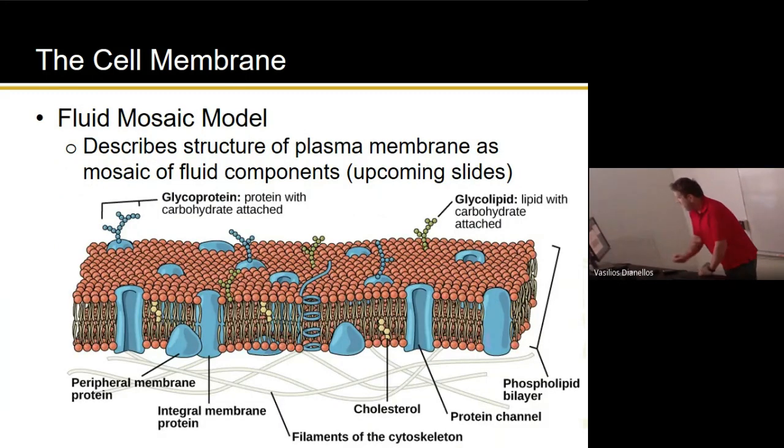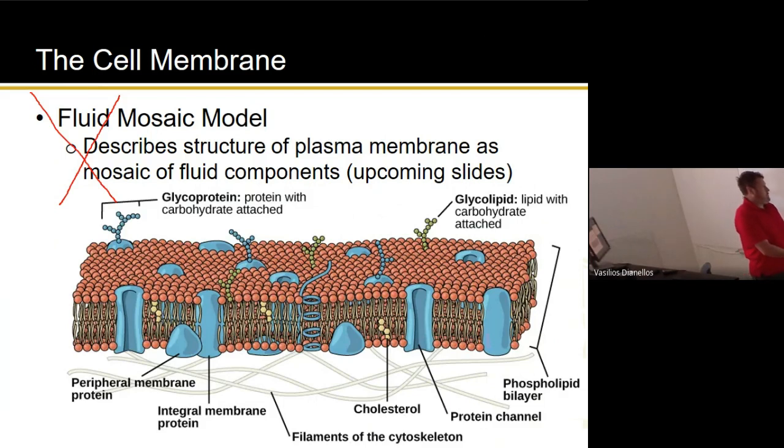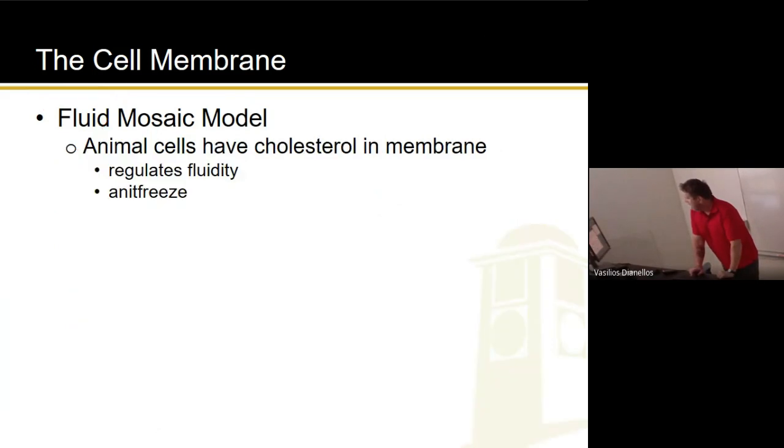The fluid mosaic model. Big X to this too. I'm not going to ask you. This describes the structure of the plasma membrane as a mosaic fluid of components. So earlier on Wednesday, I said that our cell membranes are phospholipid bilayers, and they're embedded with proteins, and that's basically what we're saying here. But now we're going to get a little bit more specific. But again, I'm not going to test you on this. This is just good things to keep in the back of your mind as we move forward.